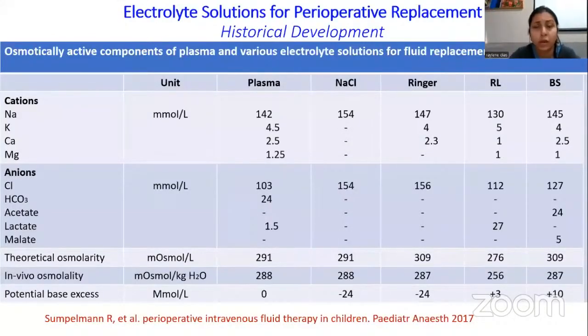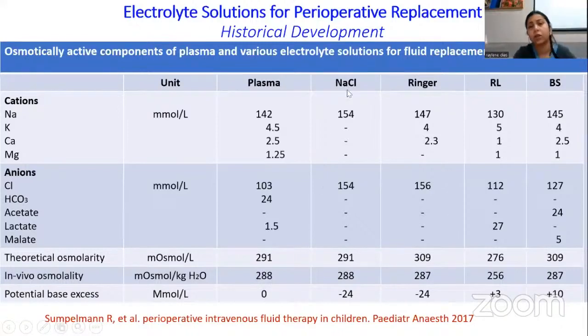So, before I move further, I would like to go into a little bit of history to see what fluids were given and how we have come up with what we are using now. So we'll start off by looking at plasma, the composition. You can see that it has sodium, potassium, calcium, magnesium, and among the anions, chloride, bicarbonate, lactate, and you can see the osmolality here, it is 288.